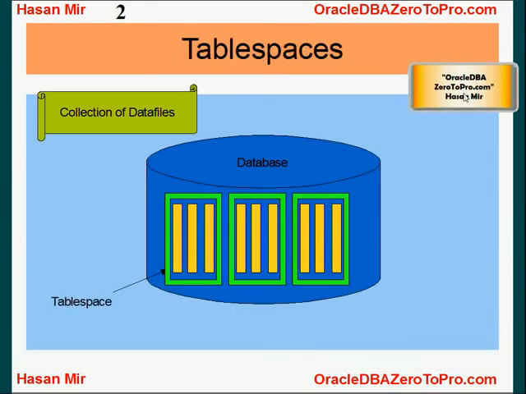So what is a tablespace? A tablespace is simply a collection of data files. For example, this tablespace is a group of 3 data files.